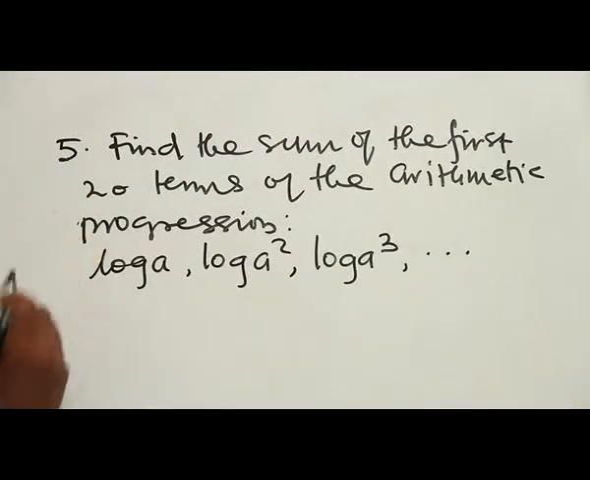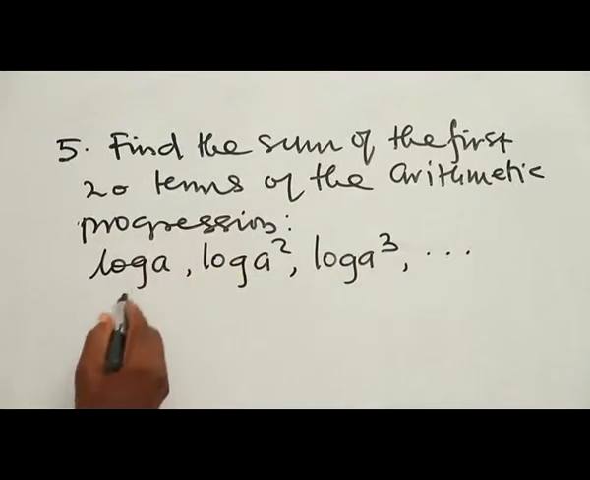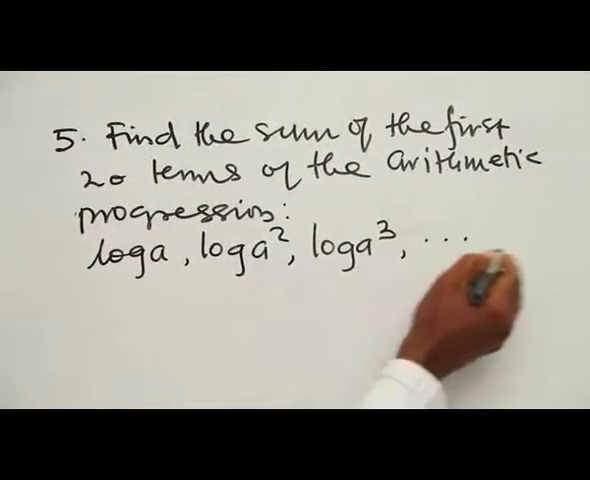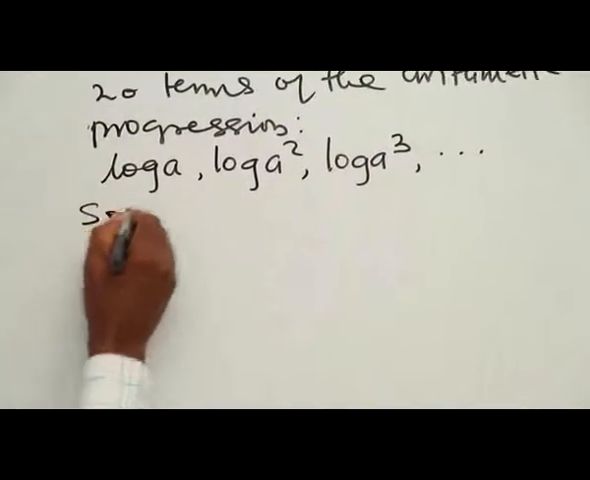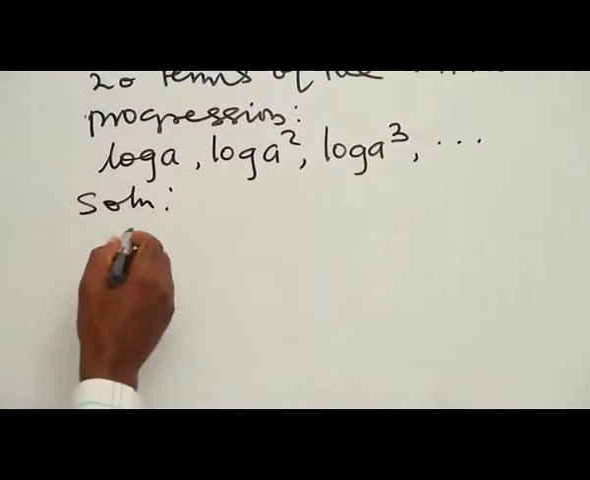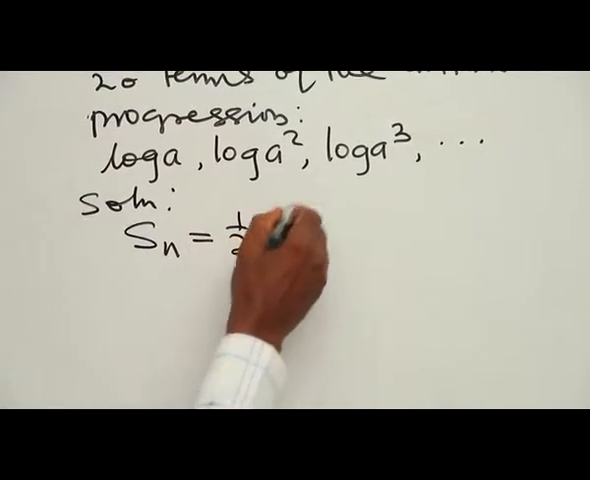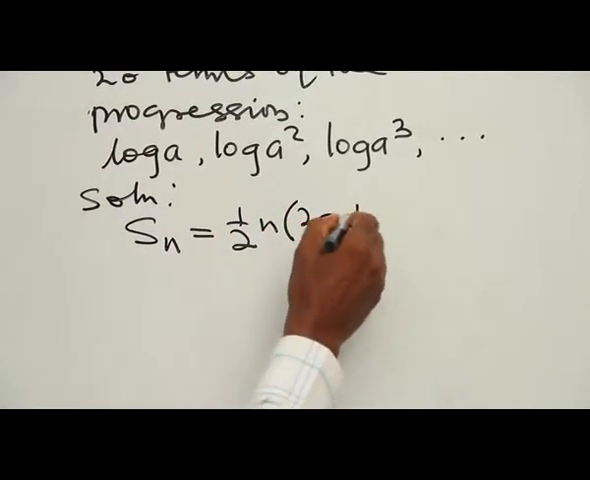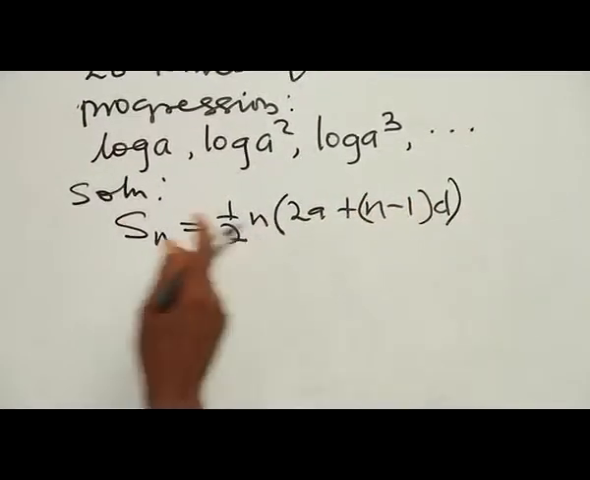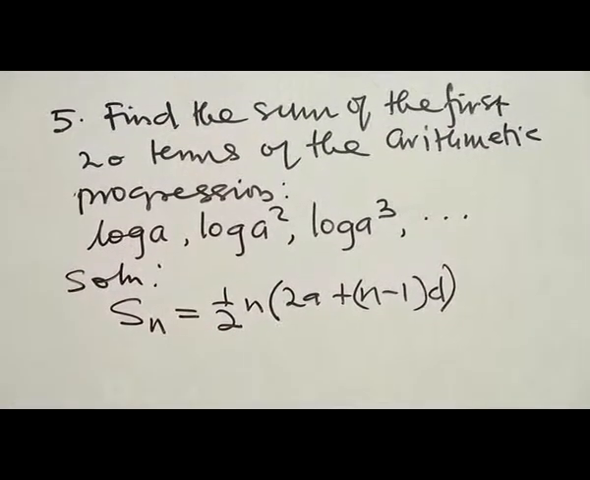Example number 5. Find the sum of the first 20 terms of the arithmetic progression log a squared, log a cubed, and so on. Our solution. To find the sum of an arithmetic progression, we say Sn is equal to half n into 2a plus n minus 1 times d. This is a situation where you don't know the last term, so you use this formula.